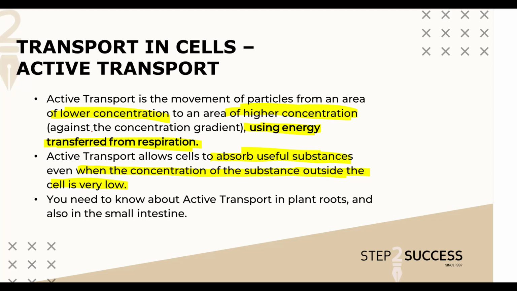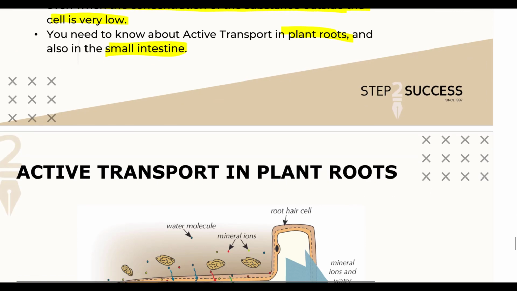Now, there's only two places where you need to think about this for GCSE Biology. There is plant roots, because the roots will need to take up as many minerals as they can from the soil around them, even if they've got a higher concentration of those minerals already inside the cell. They'll need to force those minerals the other way. And also in the small intestine, cells need to be able to, if you've eaten a little bit of food, absorb that small amount of food, possibly from a low to a high concentration.